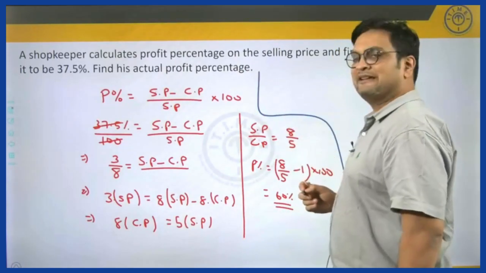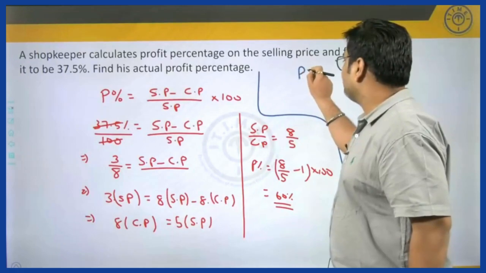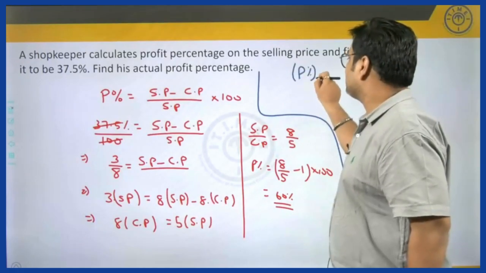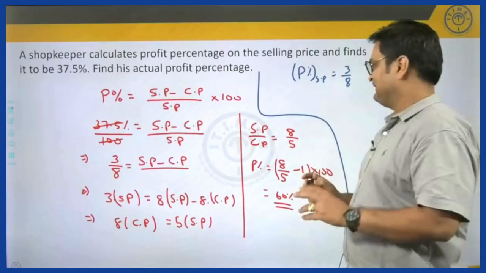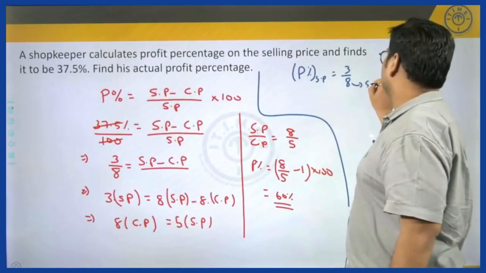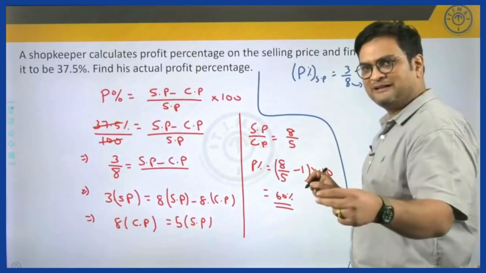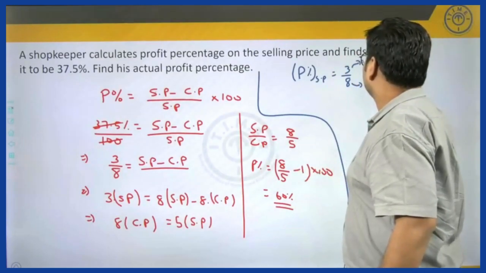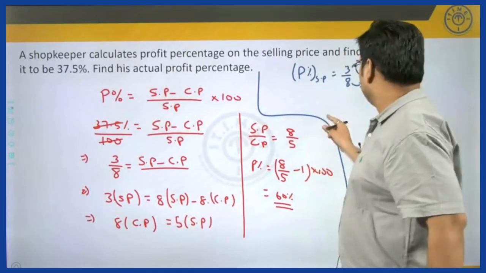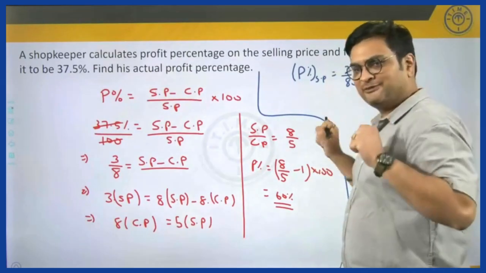37.5% means 3 by 8. So that means profit percentage when calculated on SP is 3 by 8. Right? This means if your SP, the denominator, is 8 units, 8 rupees, 8,000 rupees, whatever, profit is going to be 3 rupees. That's what it means, right? 3 by 8 means if your SP is 8, profit will be 3.